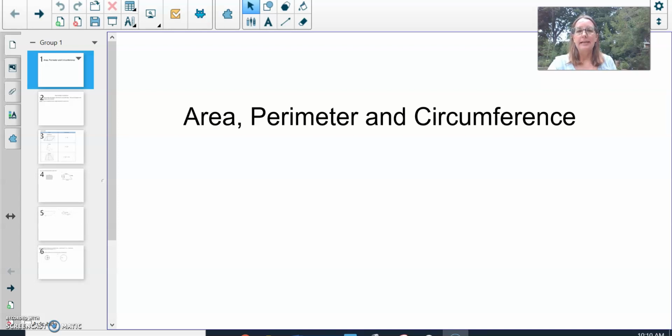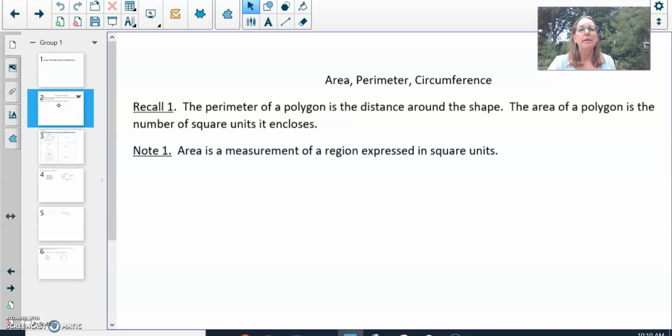Hi everyone, in this video we're going to review area, perimeter, and circumference. So the perimeter of a polygon is the distance around the shape. The area of a polygon is the number of square units it encloses. Area is a measurement of a region and you express it in square units.